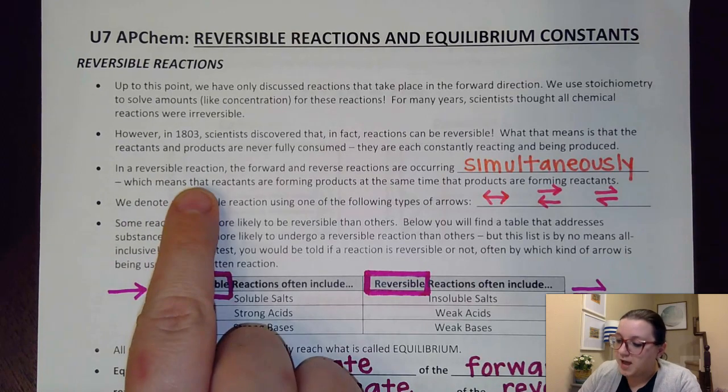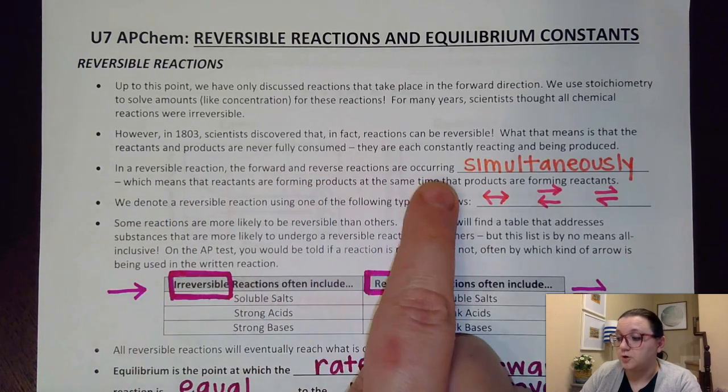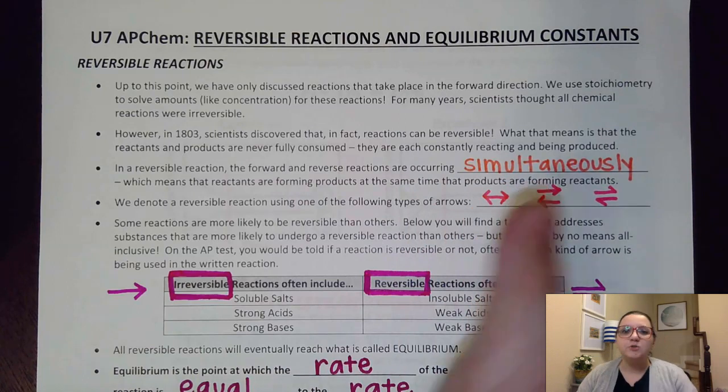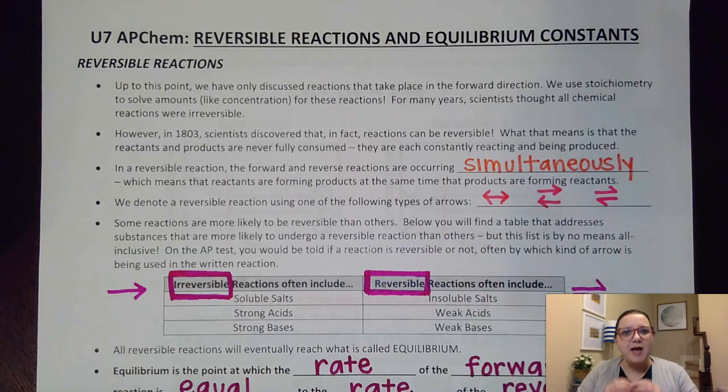Now, in a reversible reaction, the forward and reverse reactions are occurring simultaneously. So what that means is that if I put my reactants together, at some point, I'm going to start making products, but then those products are going to go back and start making reactants. So the two directions are occurring at the same time. Over time, though, what will happen is that those two rates, that forward reaction and the reverse reaction, are going to equal out. And so that's where we're ending up talking about equilibrium here in just a moment.